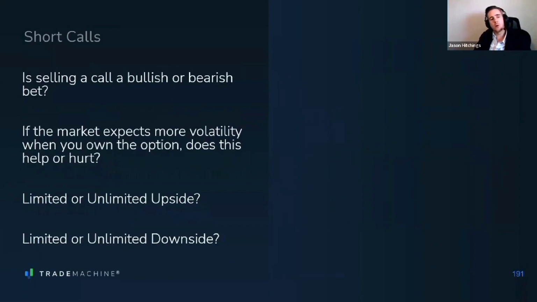Okay, so same thing for short calls. Is this bullish or bearish? If volatility increases when you're short, does that help or hurt you? Does a short call have limited or unlimited upside, and does it have limited or unlimited downside?